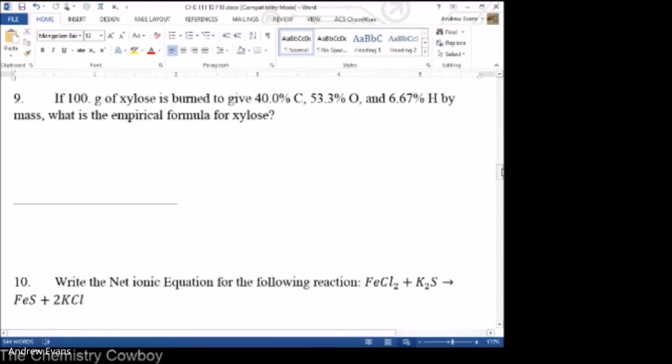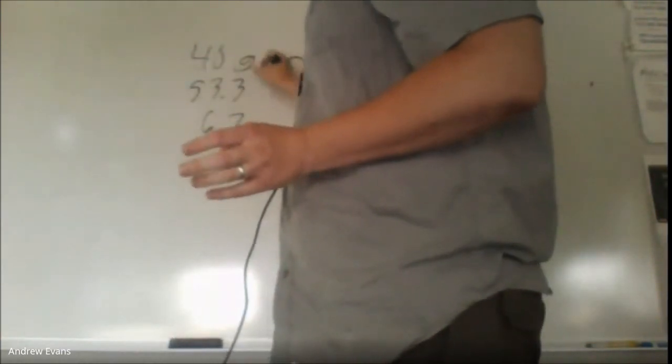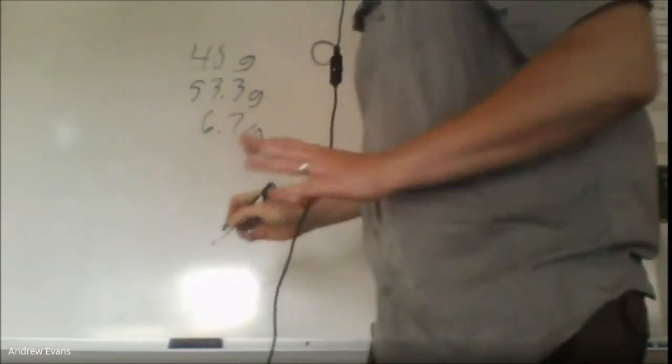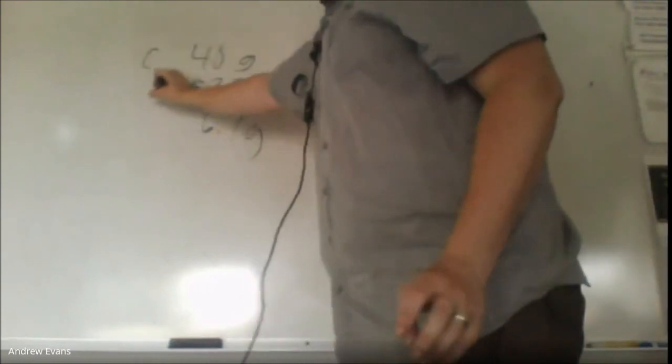If 100 grams of xylose is burned to get 40% carbon, 53.3% oxygen, and 6.67% hydrogen by mass, what is the empirical formula? So just empirical formula. We have 40%, 53.3, and 6.7. Now, the beauty of percent, especially when you're dealing with 100 grams, is those can be converted directly into grams. Do not pass go, do not collect $200. That's carbon, that's oxygen, that's hydrogen.